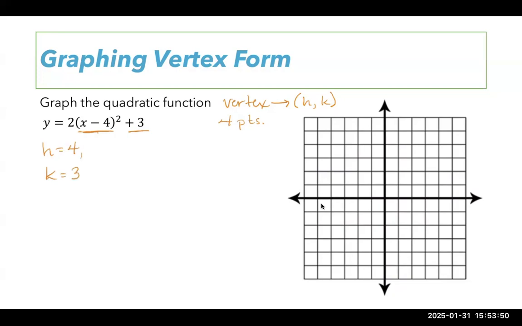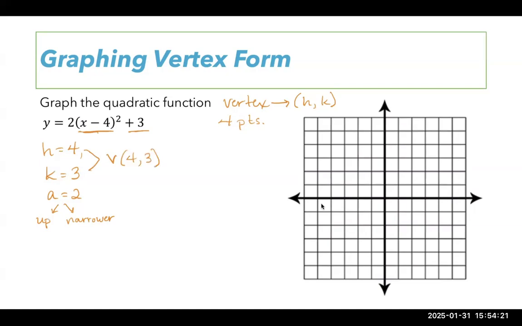Also notice our a value is a positive 2. So from this, we know that as we are graphing this, we should be looking for a parabola that opens up and is a little bit narrower than normal. From our h and our k value, we know our vertex will be the point 4, 3.